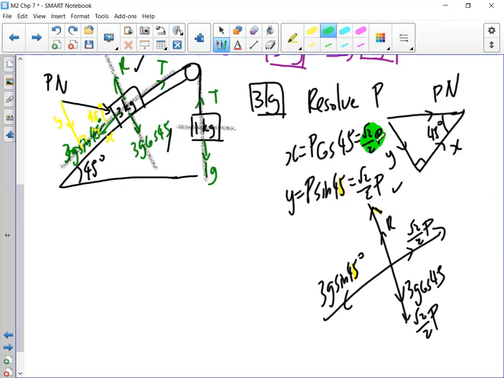So this root 2 over 2P is here. This root 2 over 2P is here. So that's what I'm saying. The direction of the X and Y matters. Next step, up equals down.